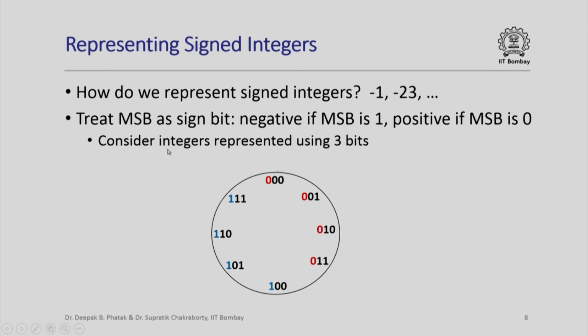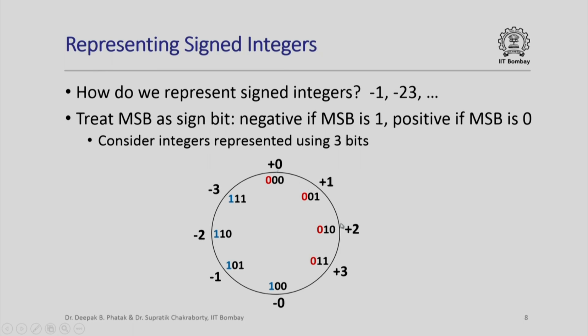So here, if we consider integers represented using 3 bits, I have placed all these 8 valuations of 3 bits along a circle, marked in color the most significant bit. The ones marked in red are the ones where the most significant bit is 0, the ones marked in blue are where the most significant bit is 1. So in our notation, these would represent positive numbers, these would represent negative numbers, and this is what I would get.